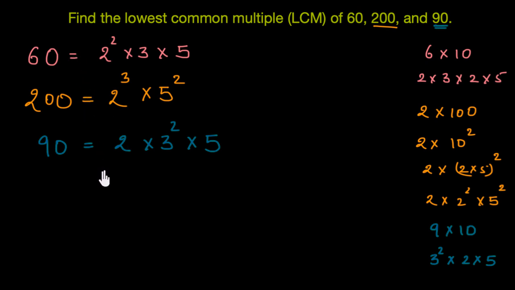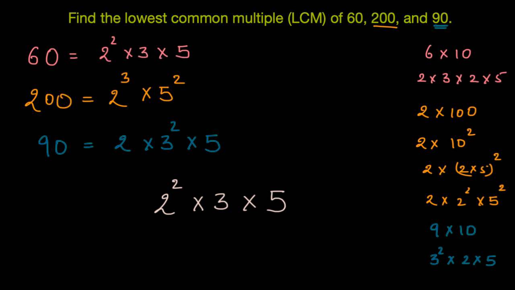How would a number look like? How would the prime factorization of a number look like if it is a multiple of 60? So it would definitely be made up of 2 square times 3 times 5. So let's write that down here. 2 square times 3 times 5. This is how the prime factorization of a number would look like if it is the multiple of 60. We at least need 2 2's, 1 3 and 1 5.